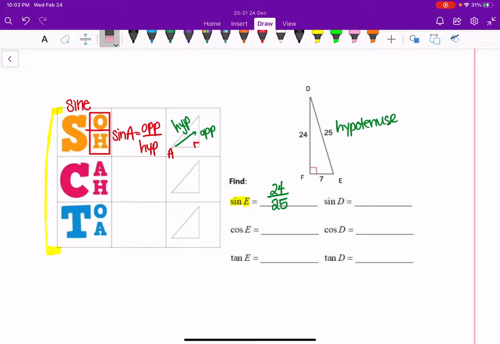For sine D, I'm going to go to the top angle. So here's angle D. And then I have to go relative to that. So our opposite side for angle D is 7. But for sine, the hypotenuse is always in the bottom. So 7 over 25.